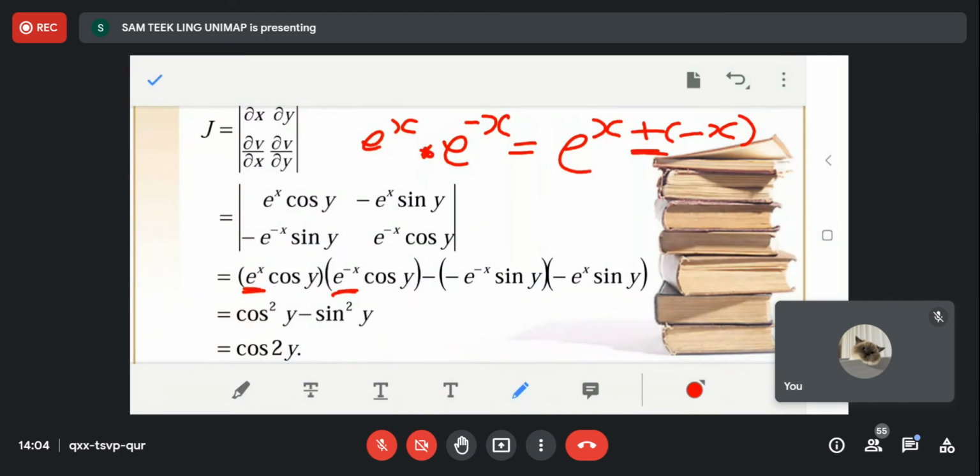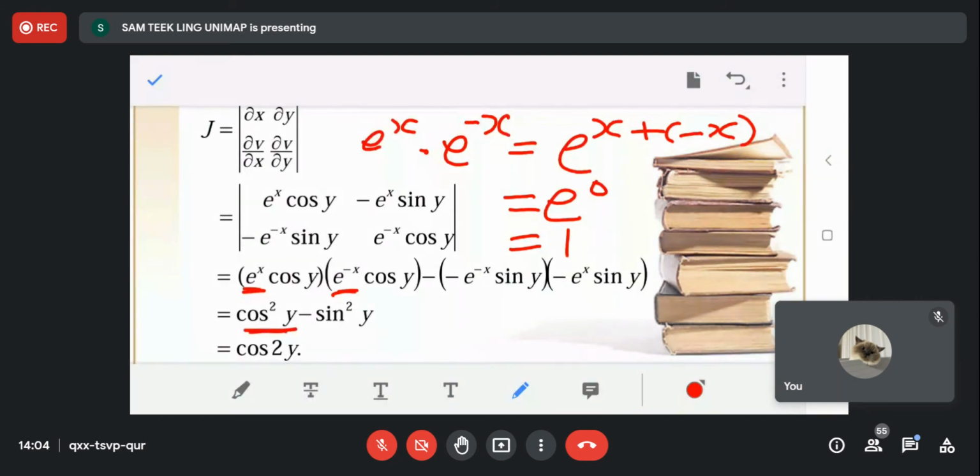negative x. So you solve this one, you will get exponential 0, because x plus negative x gives 0. Exponential 0 is equal to 1. Don't give me 0, this one is equal to 1. Exponential 0 will become 1.